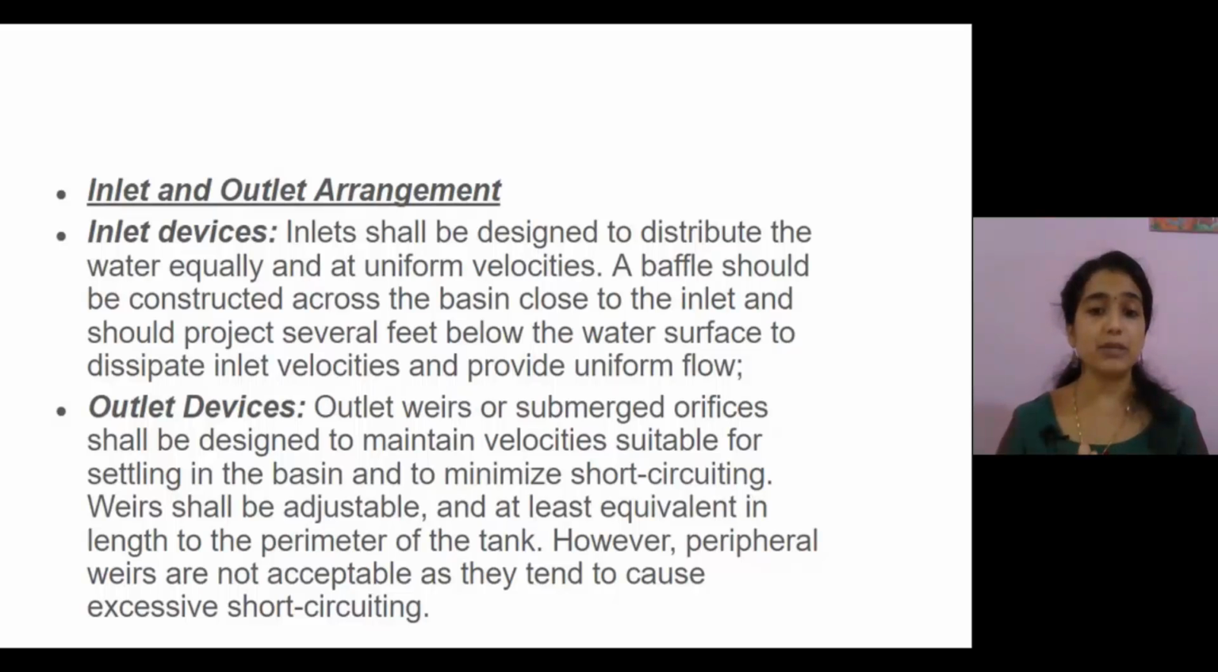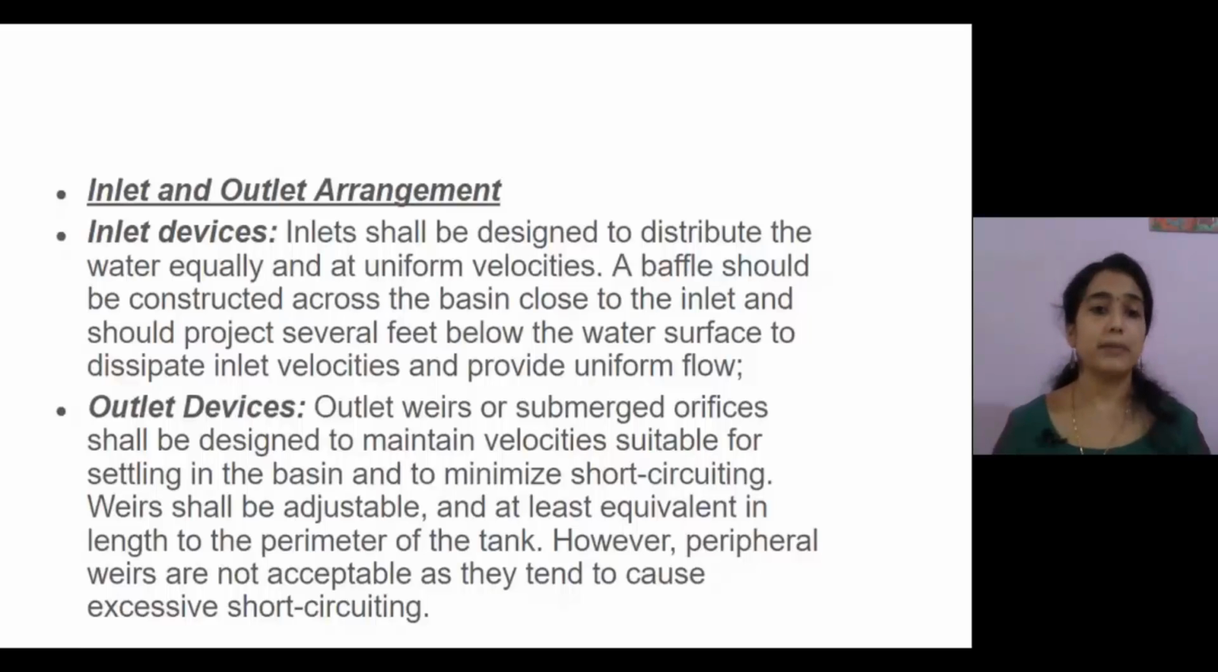The weir shall be adjustable and at least equivalent in length to the perimeter of the tank. However, peripheral weirs are not acceptable as they tend to cause excessive short circuiting. We have to collect the cleaned water for the further treatment processes, so we provide collection at the periphery of the circular basin or the outlet of a rectangular tank, where a weir is provided to collect the cleaned water and to avoid short circuiting of sludge.